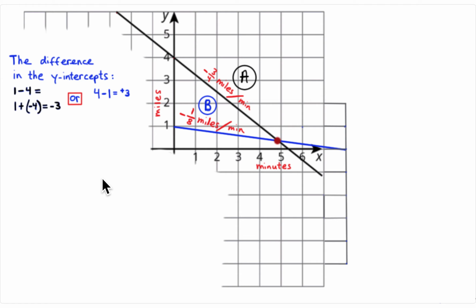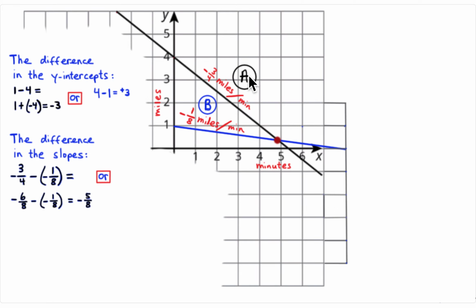Now the rate at which they're closing the distance between them, for A moves forward 3/4 of a mile. So in 1 minute, it's 3/4 of a mile closer. A second minute, 3/4 of a mile closer. But at the same time, B is inching ahead by 1/8 of a mile. So the total distance that they close this gap for each minute is really the negative 3/4 minus that negative 1/8. So it's a negative 5/8 of a mile closer each minute.